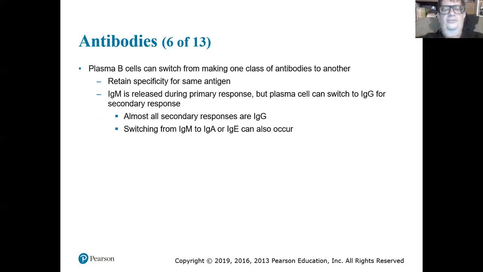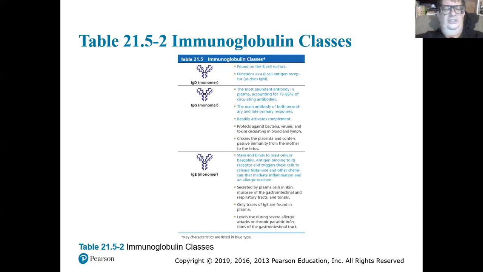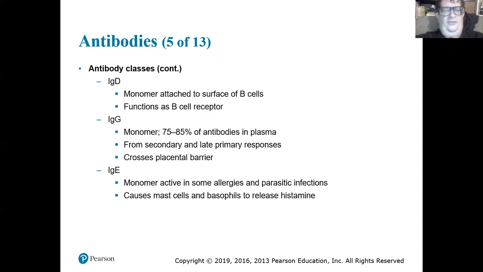Now, plasma B cells can switch from making one class of antibodies to another, but they will still be making antibodies against the same antigen. IgM is released in the early response, but the plasma cell can switch to IgG for the secondary response. Almost all secondary responses are IgG. You can see that is why 75 to 85% of the antibodies floating in the plasma.